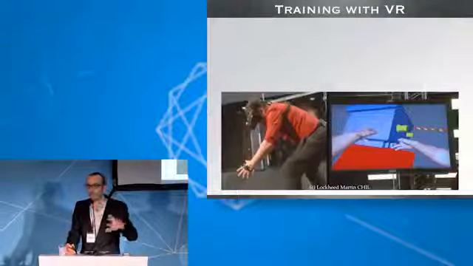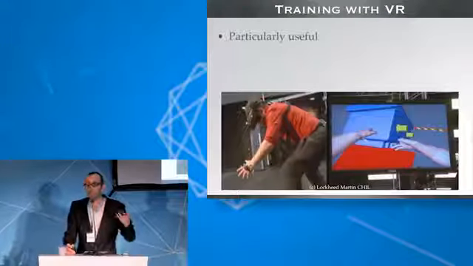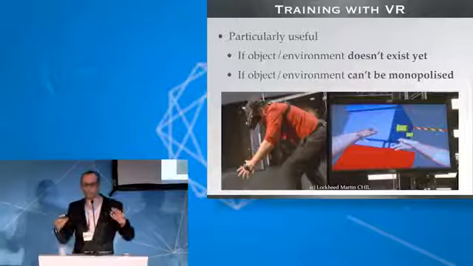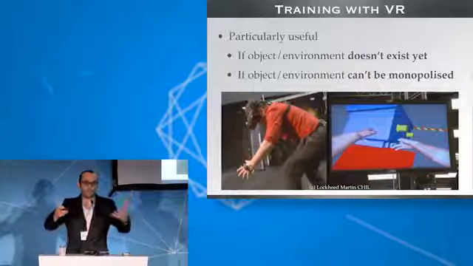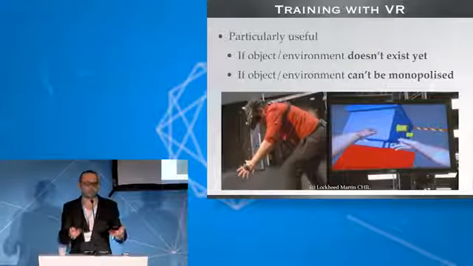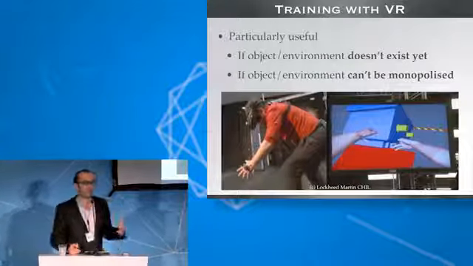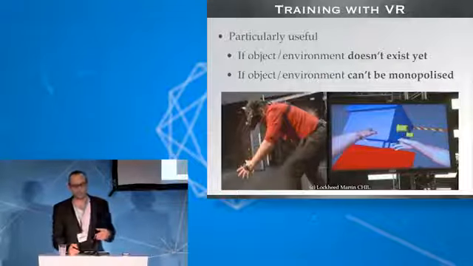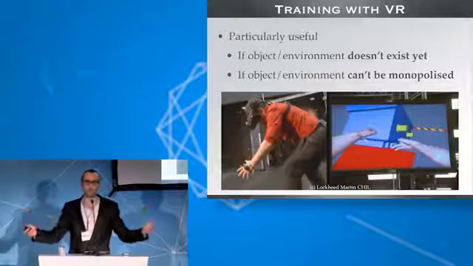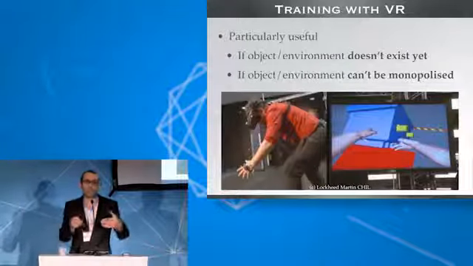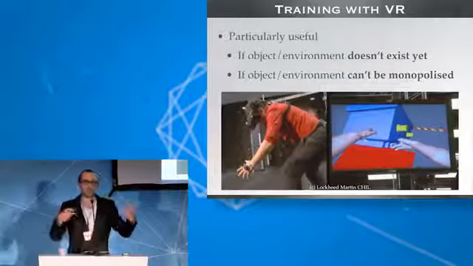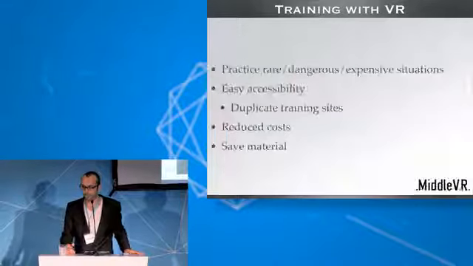And of course, training is really useful if the object or environment you want to train on does not exist yet. So for example, you can train on a future assembly line that does not exist yet. So once it's built, you're immediately ready to work on it. And also, it's interesting if the object or environment cannot be used or monopolized. For example, you have a combat aircraft. You cannot have 20 students working on the maintenance of that, because it has to be ready to go anywhere. So you can practice on a virtual prototype.